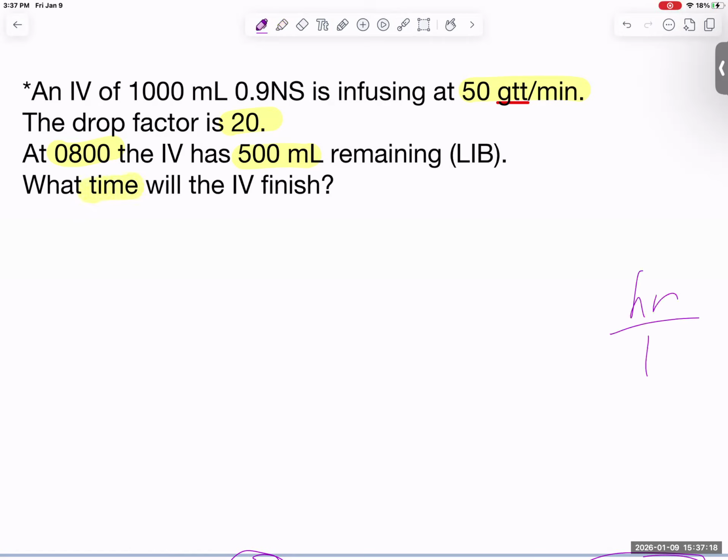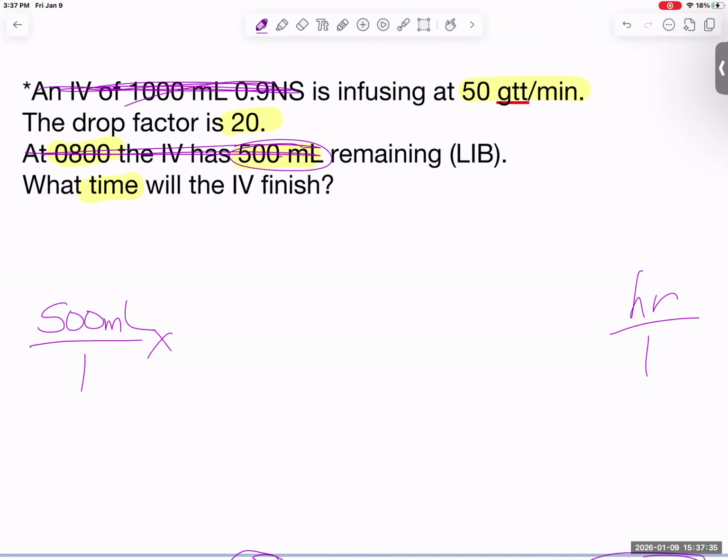Time, I'm solving for hours over 1. So what do I care about? Everything in this world, but in this question, only the 500 milliliters, the starting point. 500 milliliters are left in the bag, and that was at 8 a.m. Beautiful. All right, so let's start eliminating.